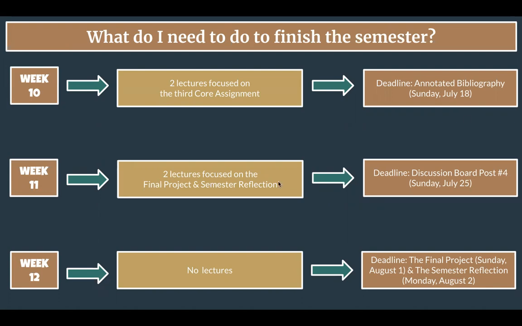Week 11, which is next week, you have 2 lectures focused on the final project and semester reflection, with a deadline of Sunday, July 25th for discussion board post number 4. And finally, in week 12, you have no lectures and you have a deadline of the final project on Sunday, August 1st, and the semester reflection on Monday, August 2nd, okay? So what this tells you is you have 4 and 4. You have 4 lectures left to review, and 4 assignments left to complete in order to finish out the semester.